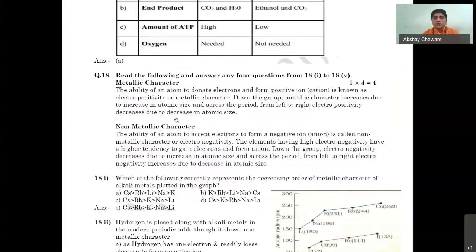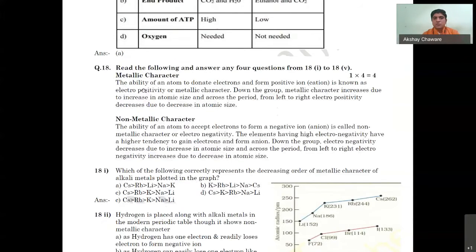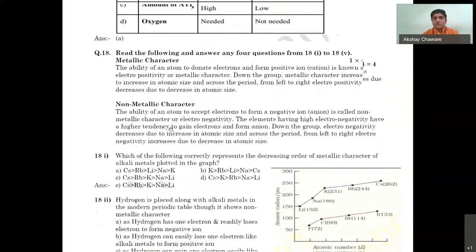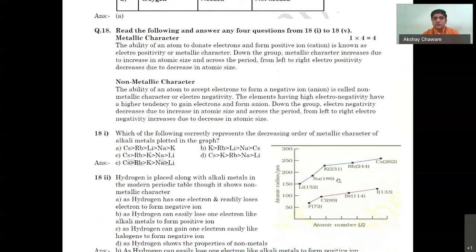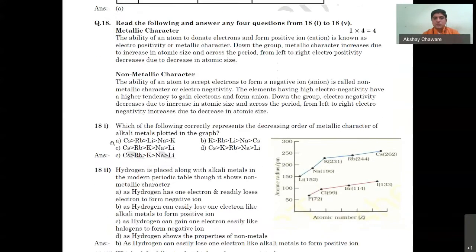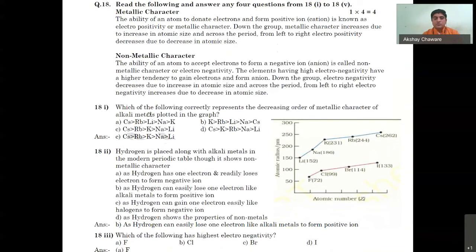Now in question number 18, again some information is given related to metallic character and non-metallic character, and a graph is also given here. Now the supporting questions: which of the following correctly represents the decreasing order of metallic character of alkali metals plotted in a graph? So C is the correct option. Cs is greater than Rb is greater than K is greater than Na is greater than Li. So all are metals, and here we have to comment on metallic character. So C is the correct option.